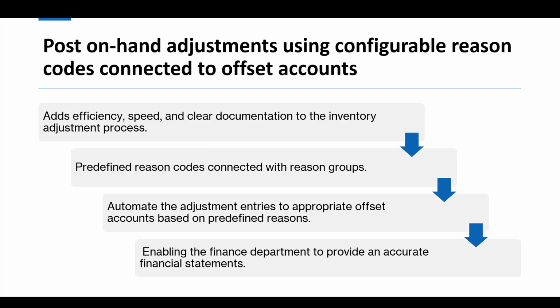And the second functionality is the ability to link the reason code to a specific offset account. So while posting inventory adjustment transactions, this offset account will be transacted instead of the default account that has been specified in the inventory posting profile form. This feature will enable the finance team to provide informative reports and accurate financial statements.